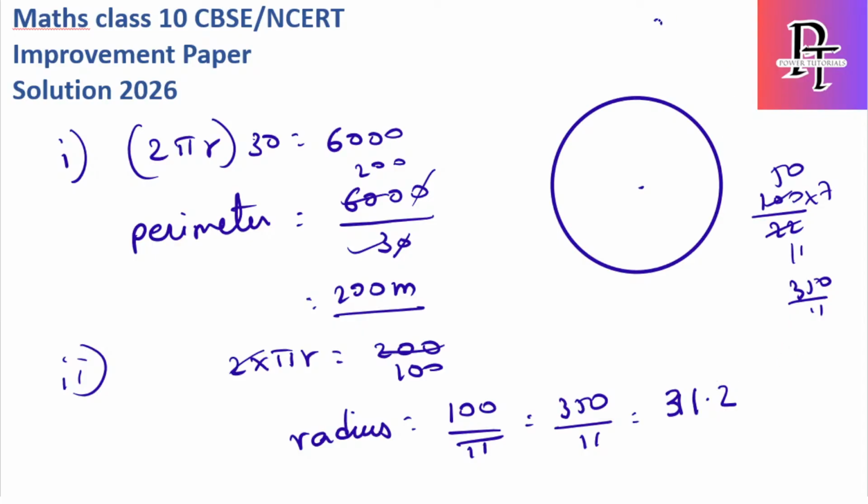Let me do it here. 11 3s are 33, 17, 11 1s are 11. We get 17 20. 11 1s are 11, you will get 90. 11 8s are 88. It will be 31.8181. Okay, so this is nothing but the radius.